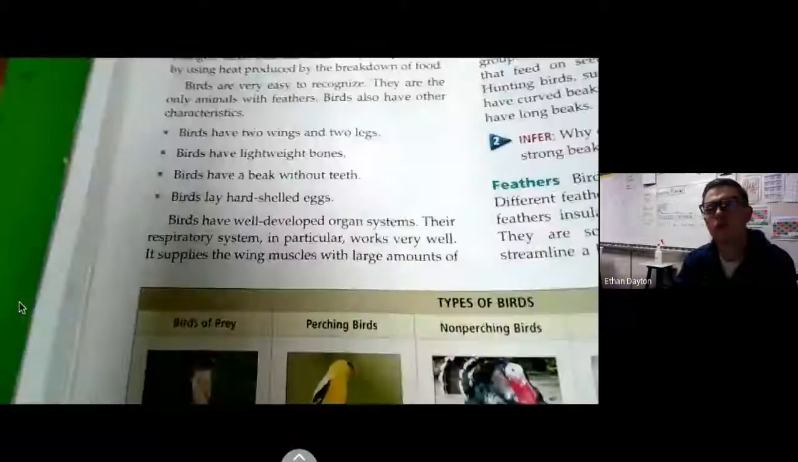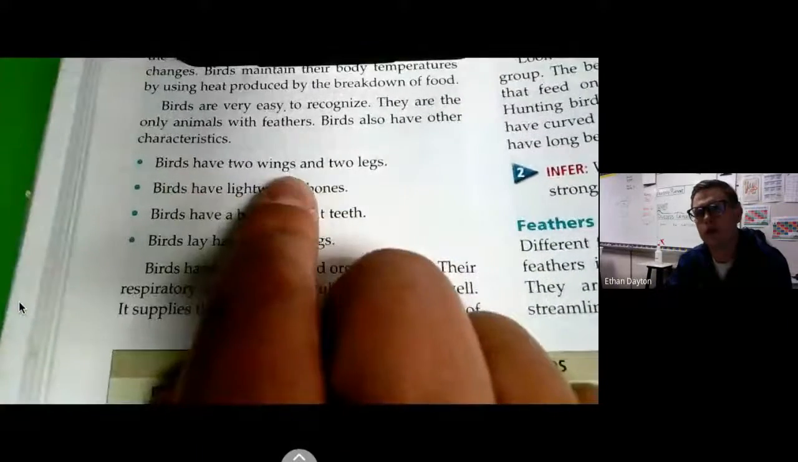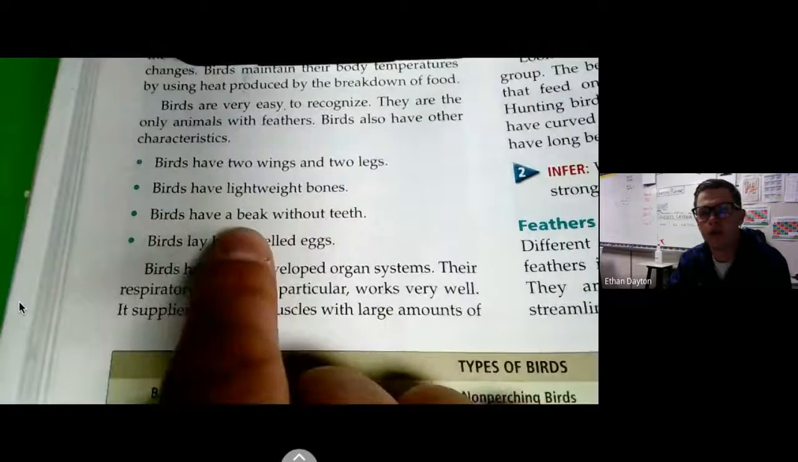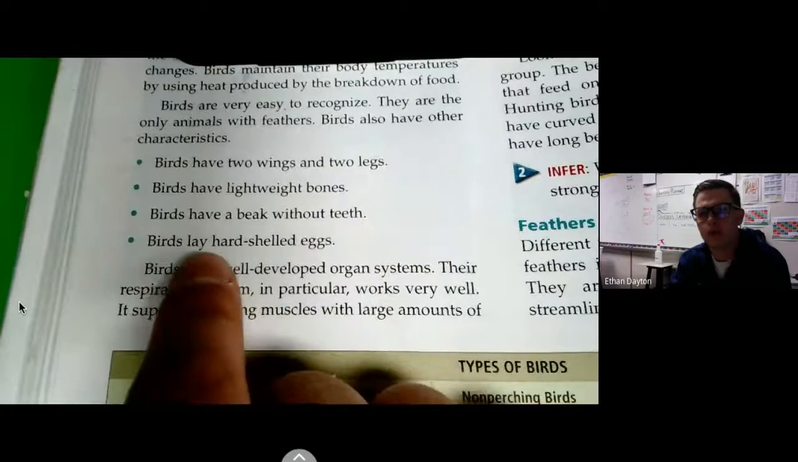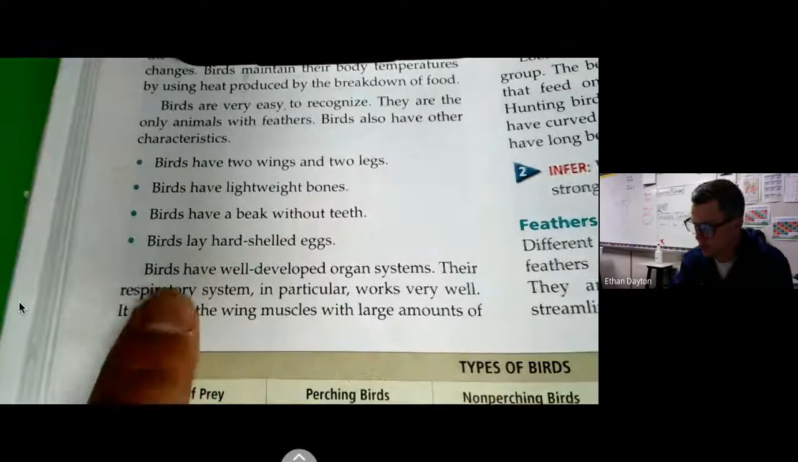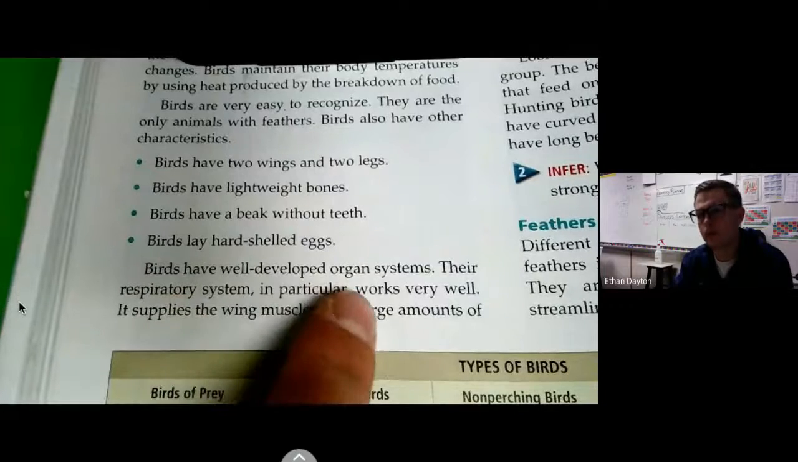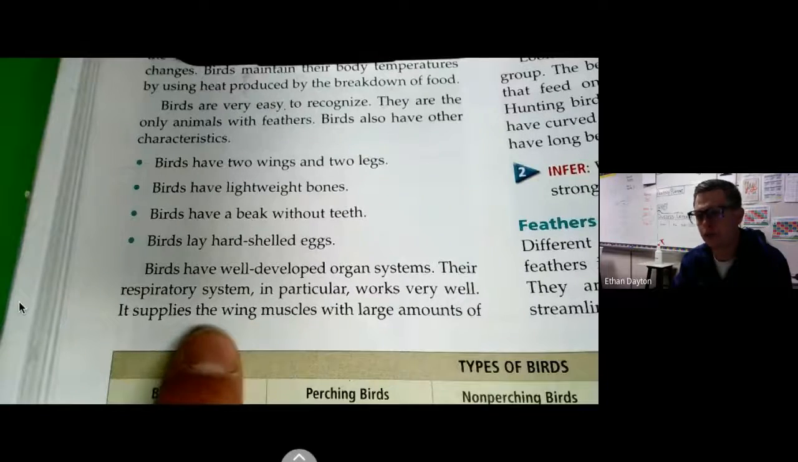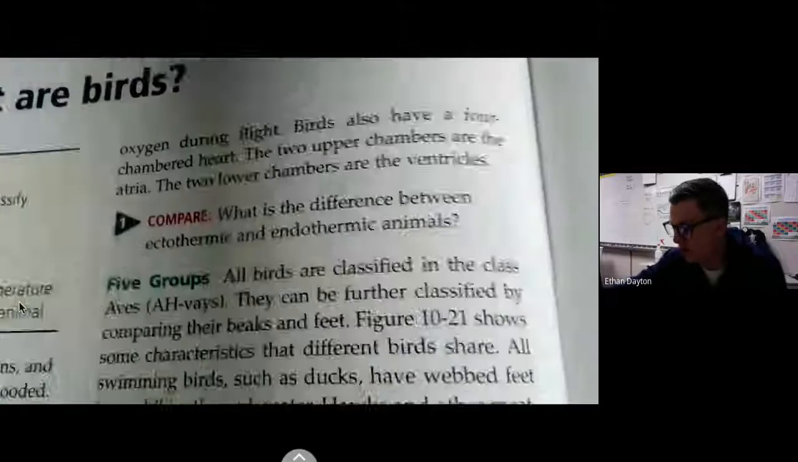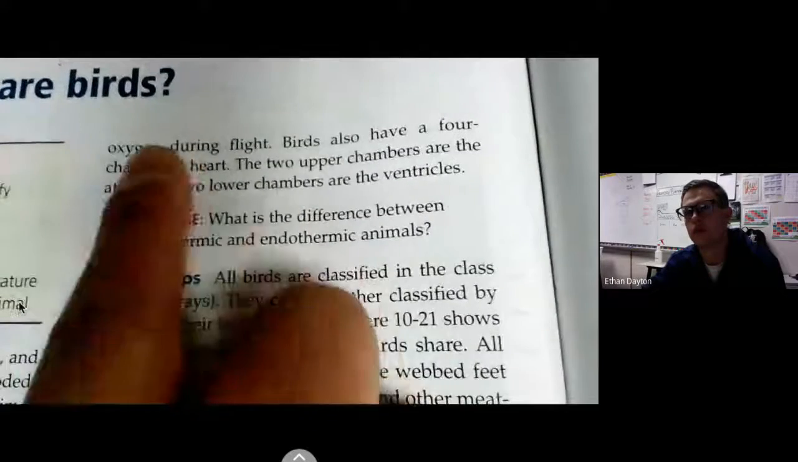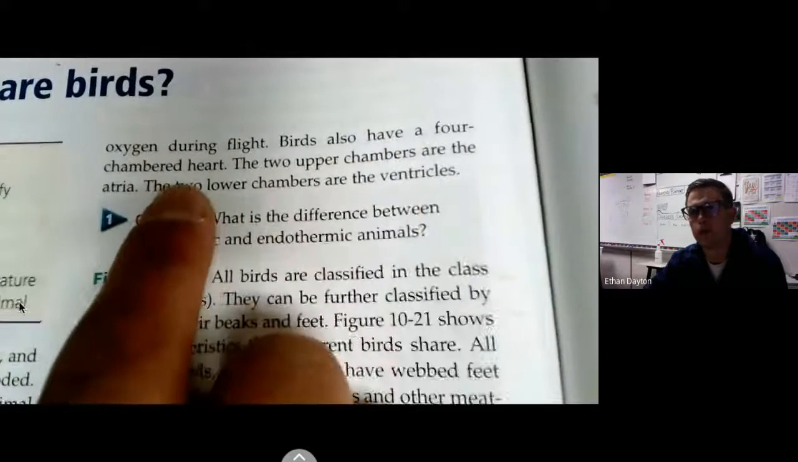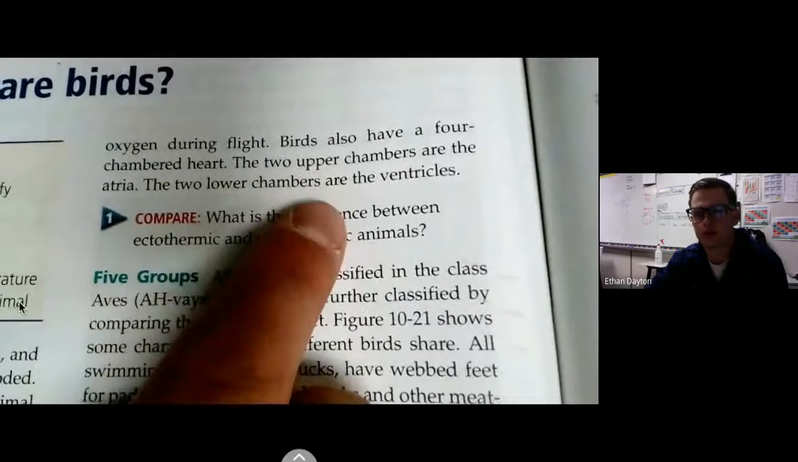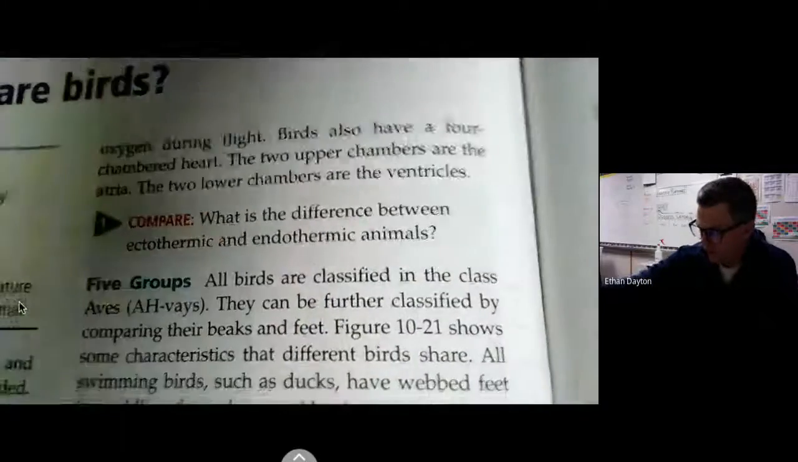Let's get into those. Birds have 2 wings and 2 legs. Birds have lightweight bones. Birds have a beak without teeth. Birds lay hard-shelled eggs. Birds have well-developed organ systems. Their respiratory system, in particular, works very well. It supplies the wing muscles with large amounts of oxygen during flight. Birds also have a 4-chambered heart. The 2 upper chambers are the atria. The 2 lower chambers are the ventricles. Okay, so that's features of birds.